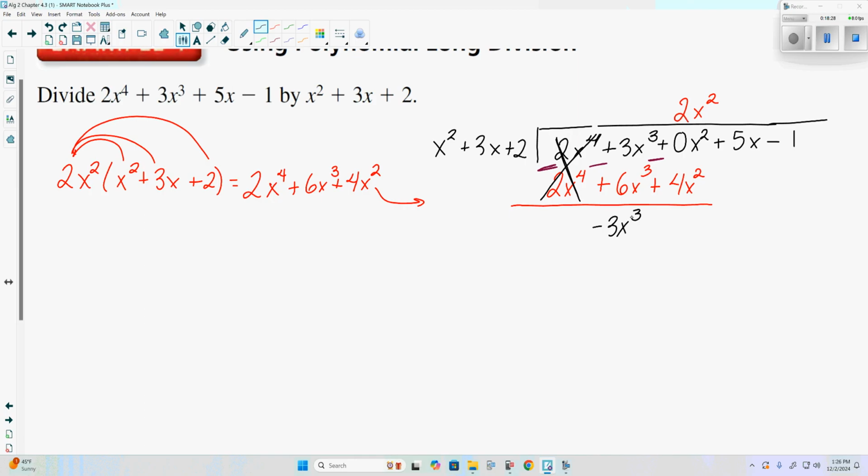Our next one is 0x squared minus 4x squared. 0 minus 4 is negative 4x squared. And then we bring down our next term. Questions on this here?